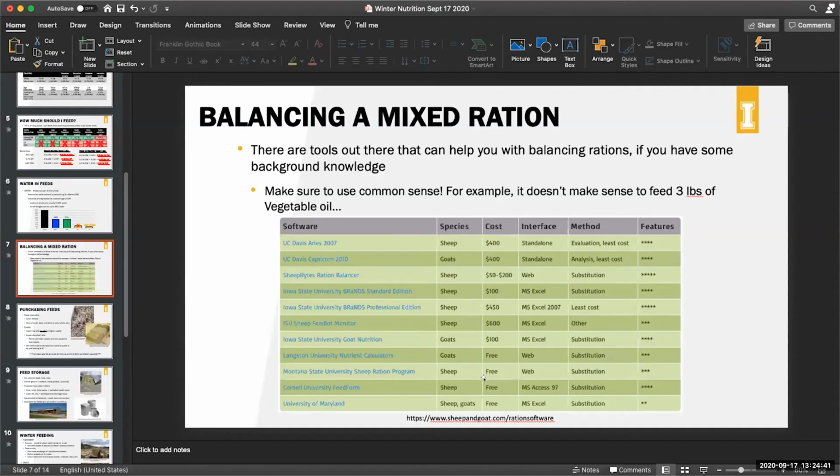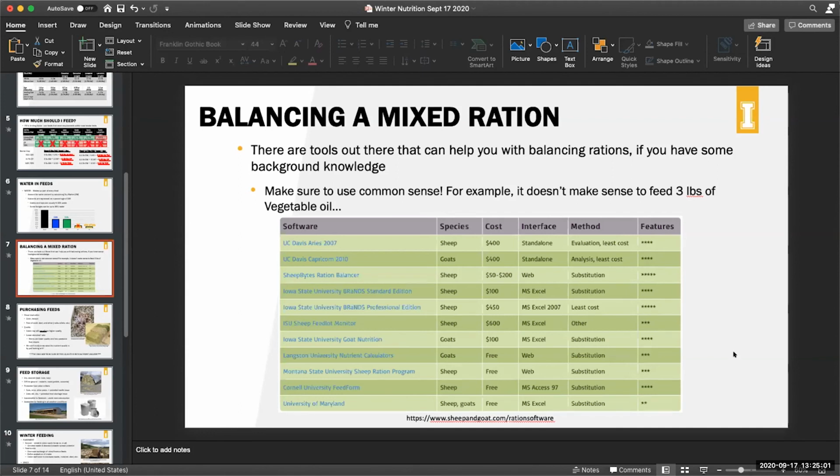So let me go back to my PowerPoint. Okay, so hopefully that gives you an idea of how to use the results that you'll get back when you send off for a feed analysis, and you'll be able to actually go ahead and balance those rations to where your animals are getting what they need.